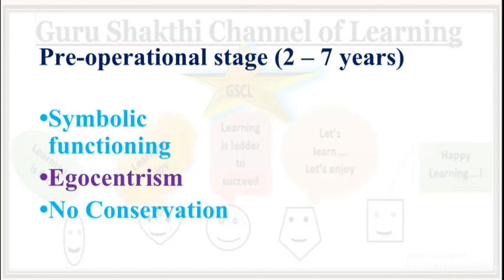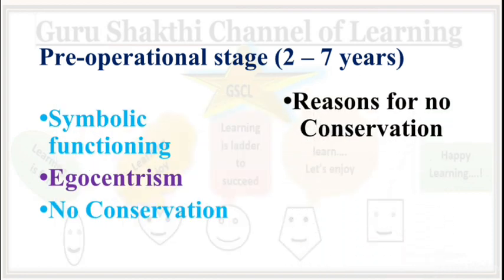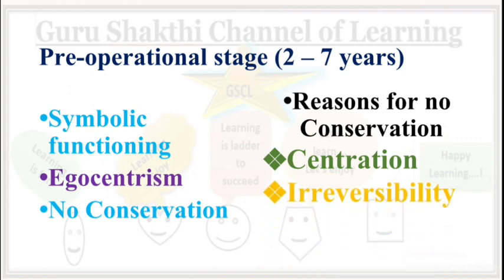Piaget says this happens due to three reasons: centration, irreversibility, and egocentrism. We know egocentrism is thinking only in one's own angle and not being able to think in terms of others' perspective.